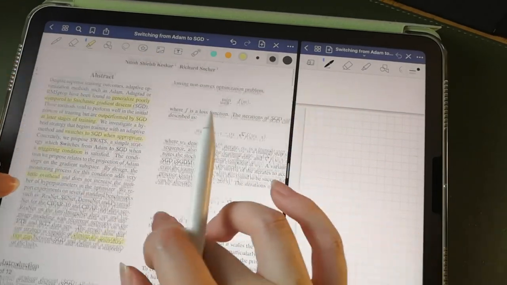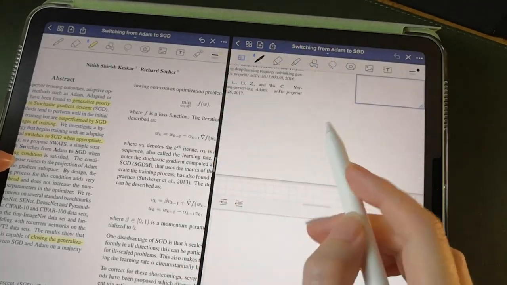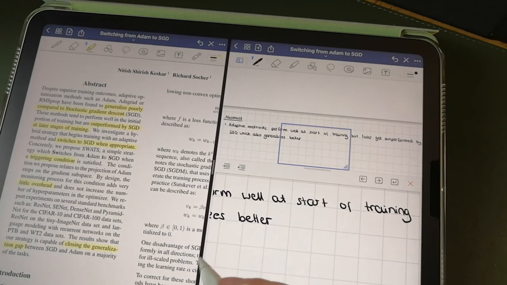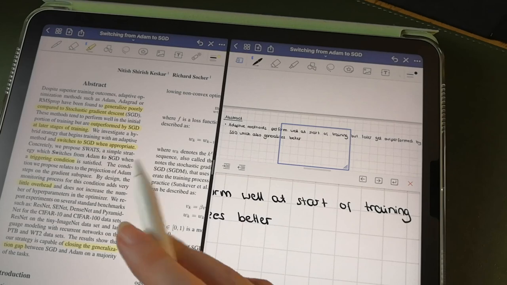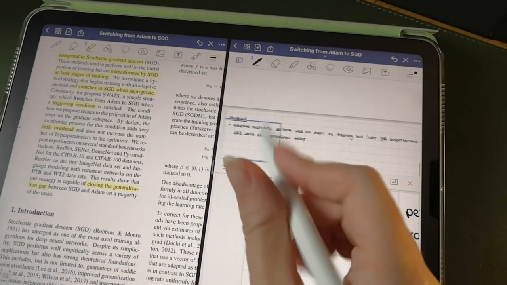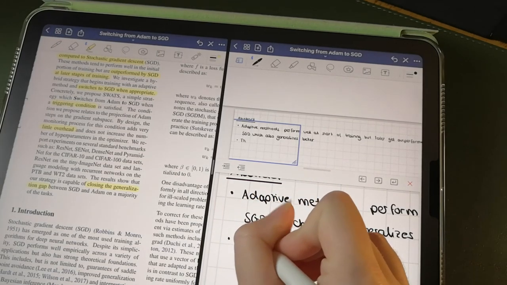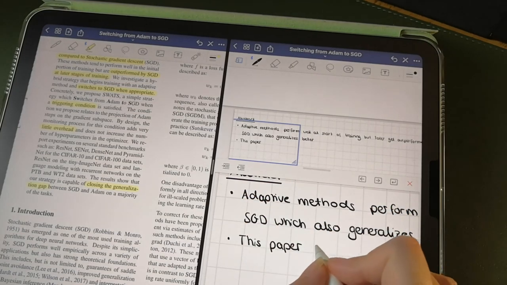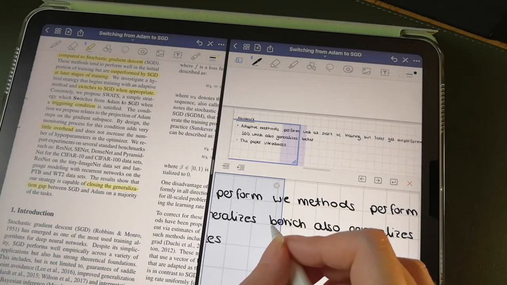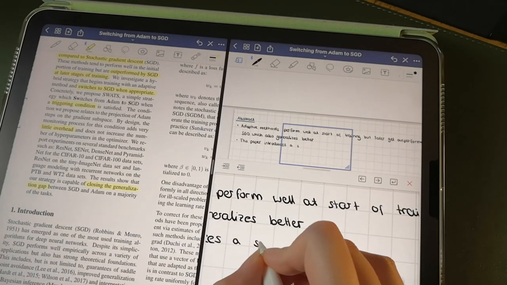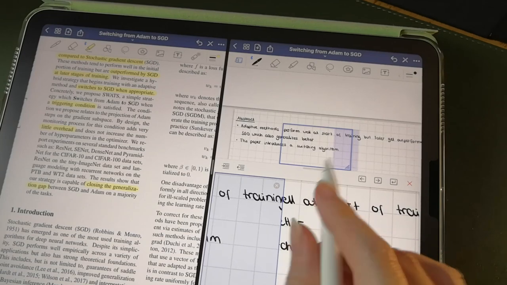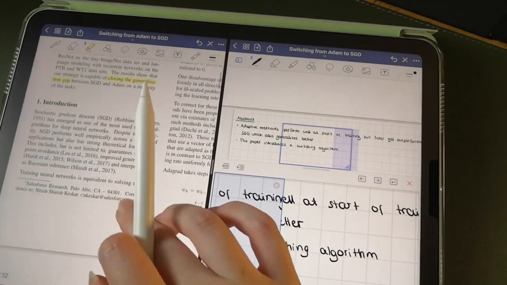So let's take some notes here. Okay. So they're good at the start, but not so good at the end. And also, SGD generalizes better. This paper introduces, let's call it, switching algorithm. Okay, now what else do they say?